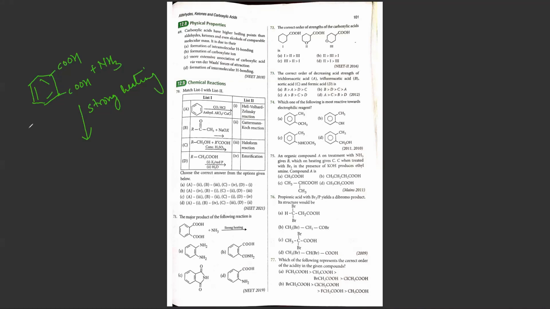So what will be the name? It will be benzene 1,2-dicarboxylic acid, or the other name is phthalic acid. Okay, it is phthalic acid.